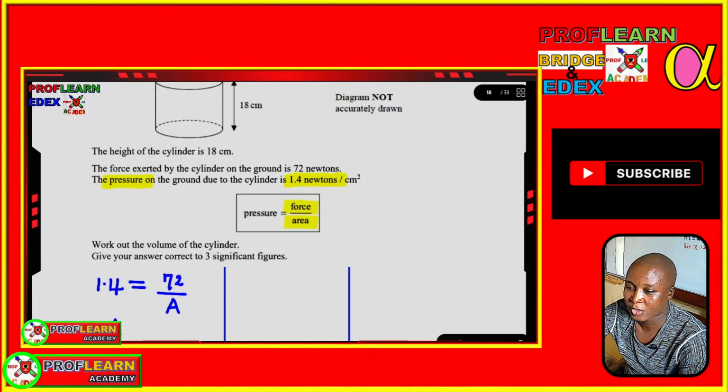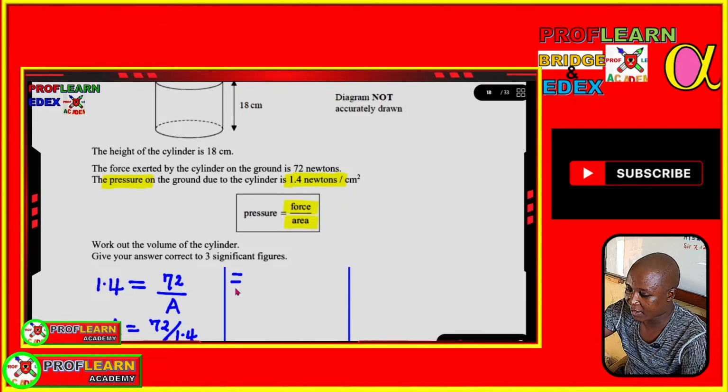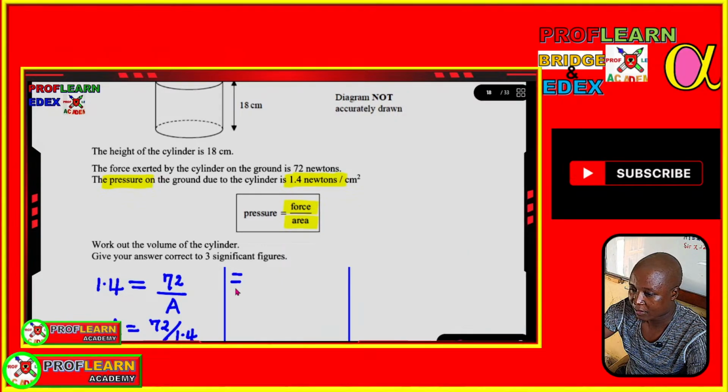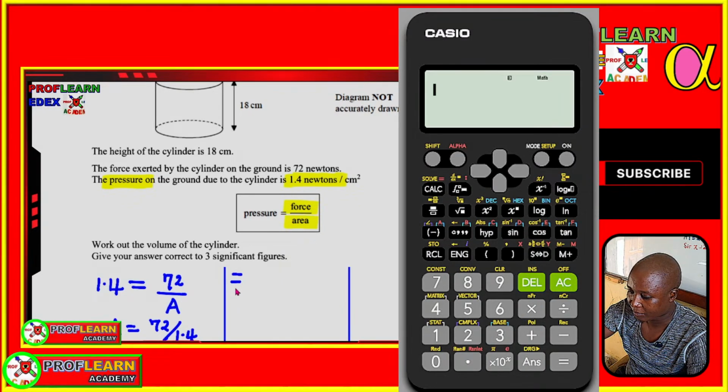information provided. Pressure is 1.4 and we have force 72. Then we are going to find A. So A is going to be 72 over 1.4. Let me put this in the calculator so that we can get the answer.